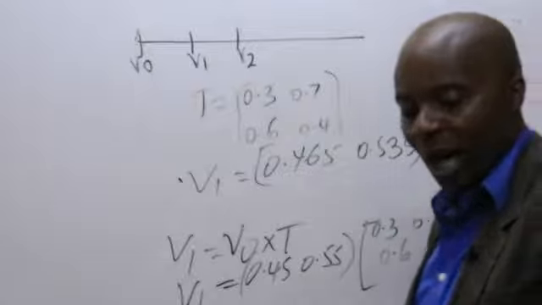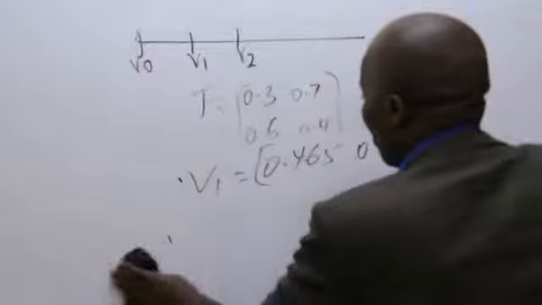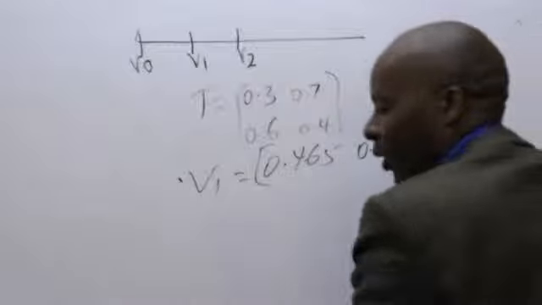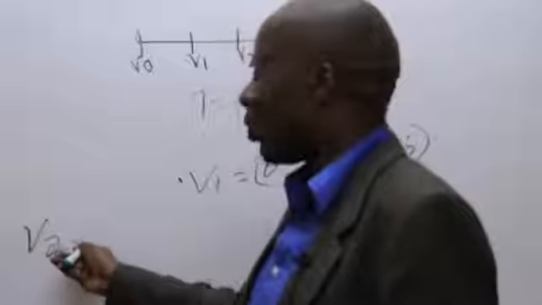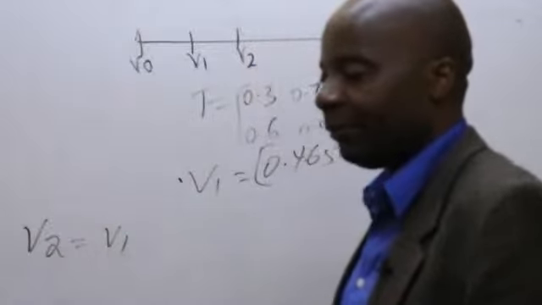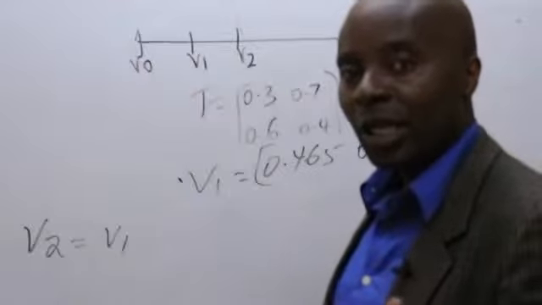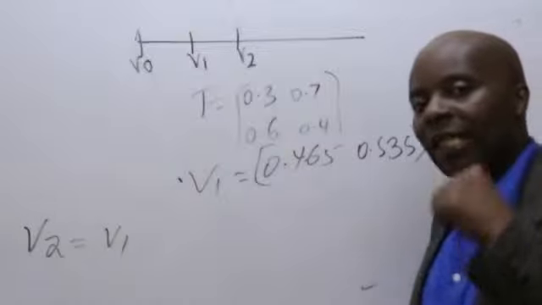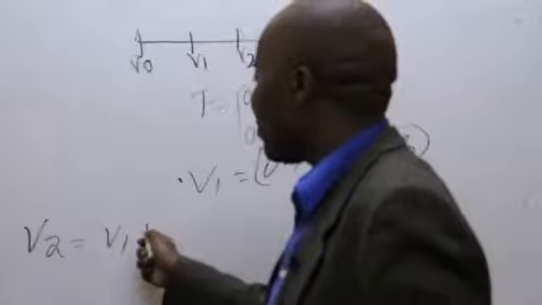Now, having gotten vector 1, we can very easily and comfortably go to vector 2. How do we get vector 2? Vector 2 can only be born from vector 1. What we need to do is to transition, to change vector 1. So we take vector 1 times T, the transitioning factor, like that.